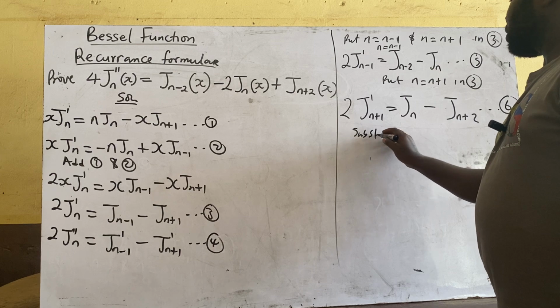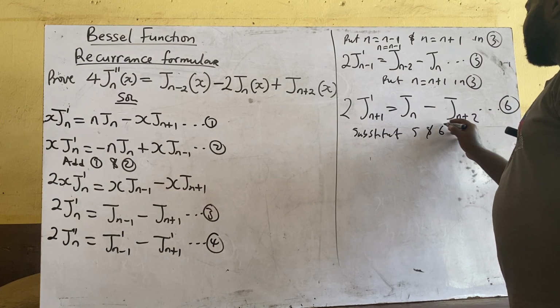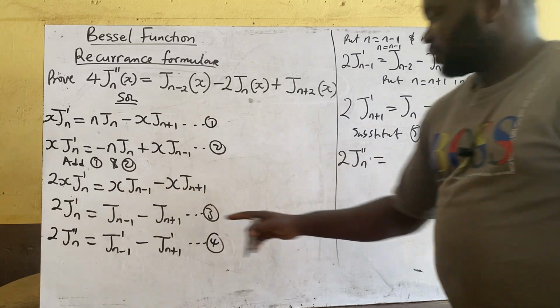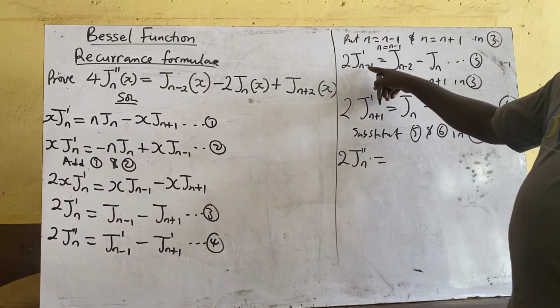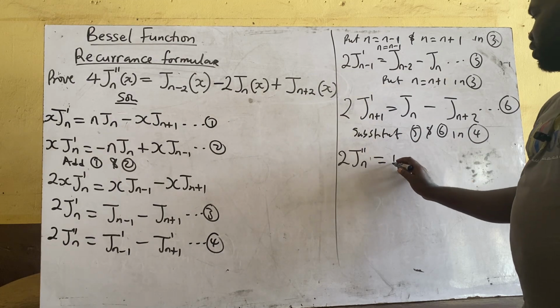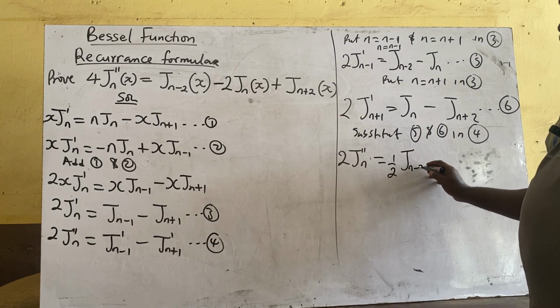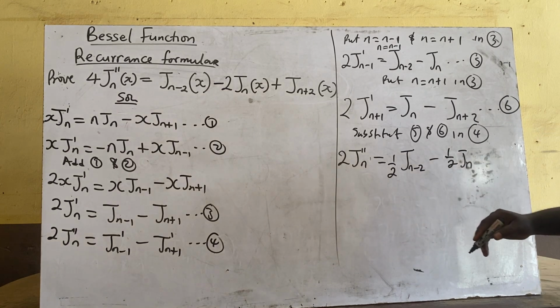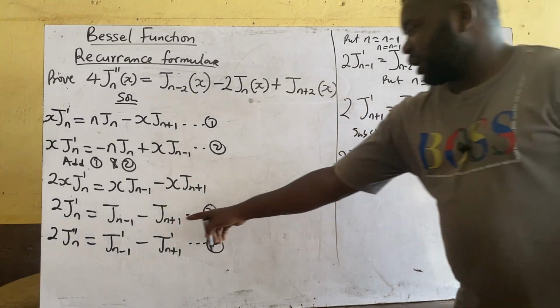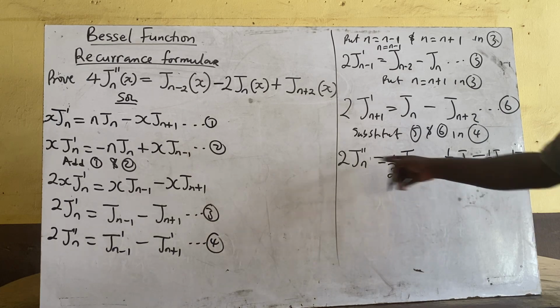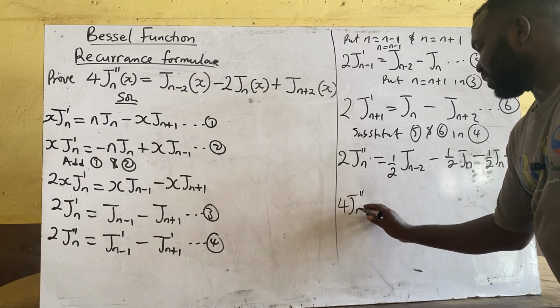So substitute equations 5 and 6 in equation 4. If you substitute, we are going to have 2J double prime n is equal to J prime n minus 1, look at it here, so it will now be half of this, because there's no 2 there. So it's going to be 1 over 2 J n minus 2 minus 1 over 2 J n, then minus J n plus 1, which is the same again, 1 over 2 J n minus 1 over 2 J n plus 2. Multiply everybody by 2 again to have 4J double prime n.